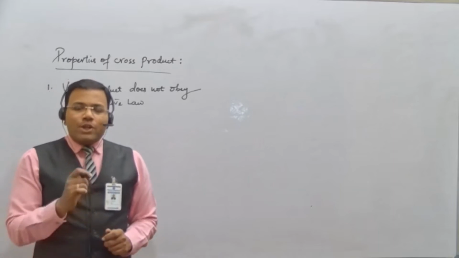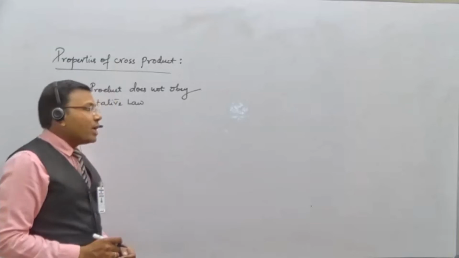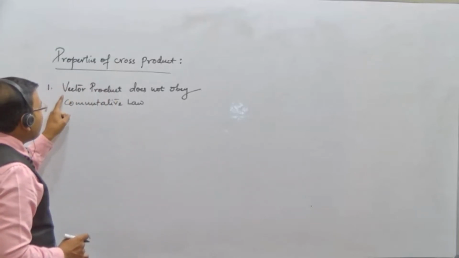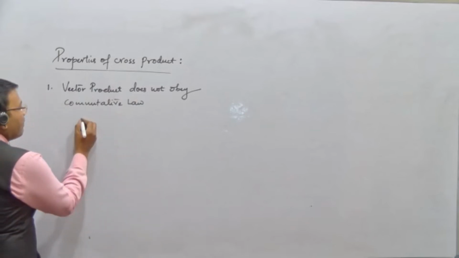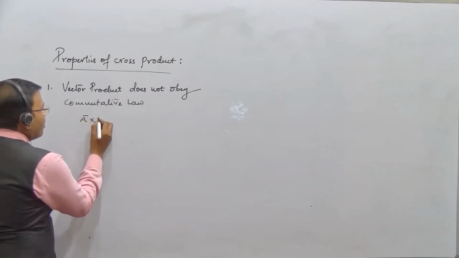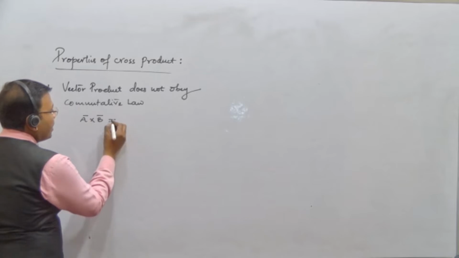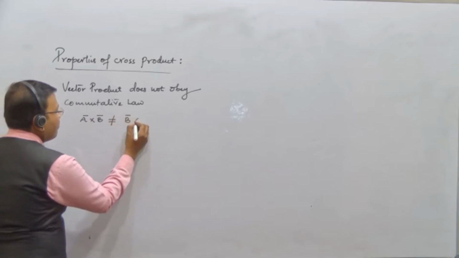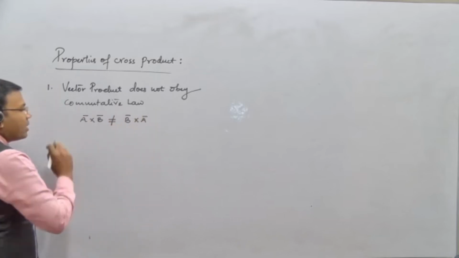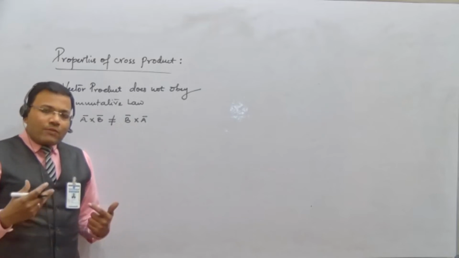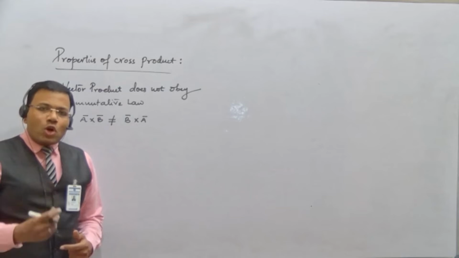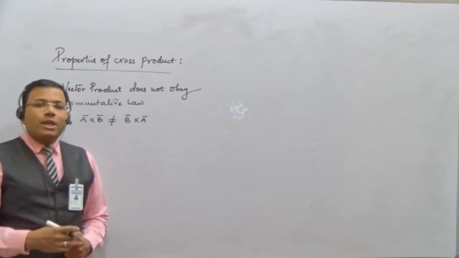But when you study the cross product, we find that the cross product does not obey the commutative law. That means if you multiply a vector a with vector b, you are not going to get the same result if you multiply b with a. That's why I'm writing not equal to here, it does not obey the commutative law. Then if a cross b is not equal to b cross a, what is it equal to?